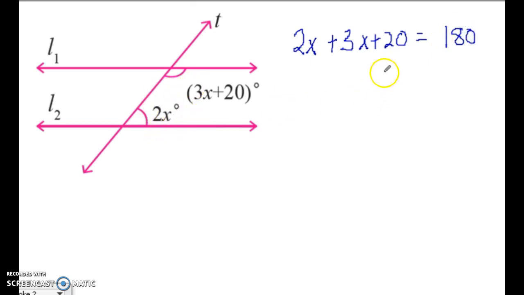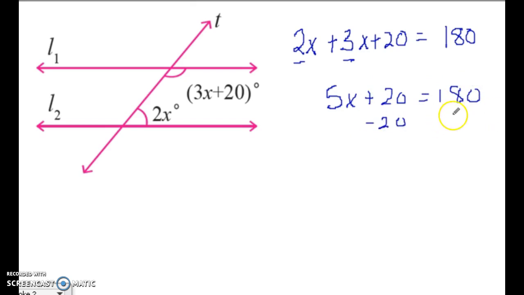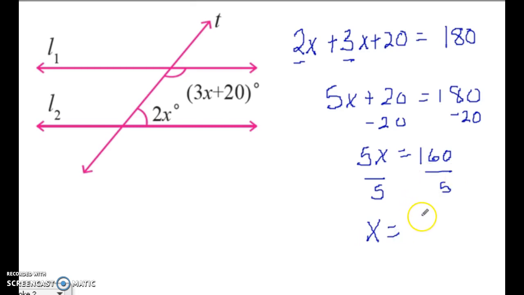Now you want to just solve for x. Combine your like terms. I've got 2x and 3x is going to give me 5x plus 20 is equal to 180. I'm going to subtract 20 from both sides because I want my variables, my x on one side by itself. 5x is equal to 160. And then you're going to divide both sides by 5. So divide that by 5, divide that by 5 because we need our x by itself. And so 160 divided by 5 gives me 32.